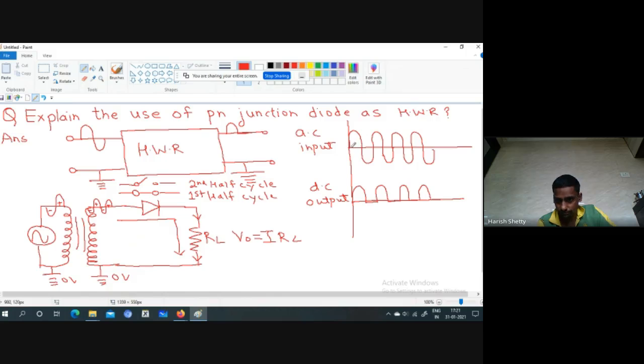Here this is one cycle and this is one cycle, again this is the second cycle. So our DC output frequency is same as our AC input frequency. So when the PN junction diode works as a half wave rectifier, the DC output frequency is same as the AC input frequency. This way our PN junction diode will work as a half wave rectifier. I hope you have understood this. Thank you.